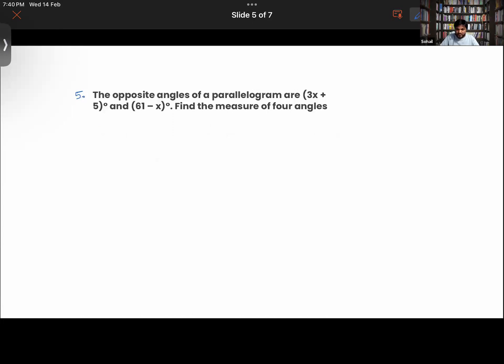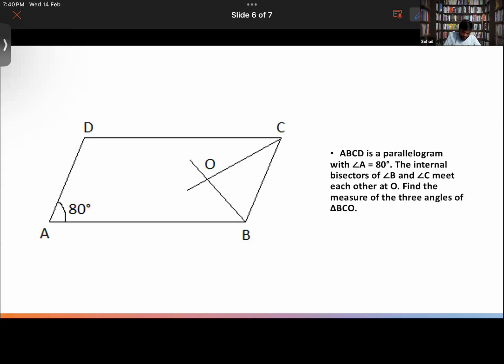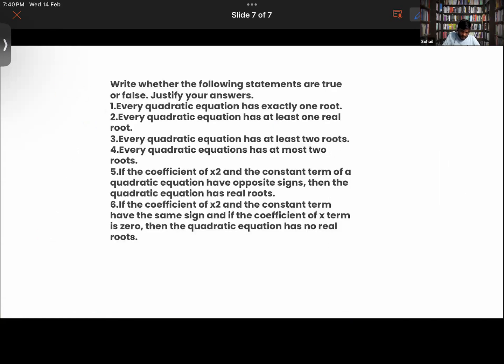Question number 5. Question number 6. Last question, that is question number 7.